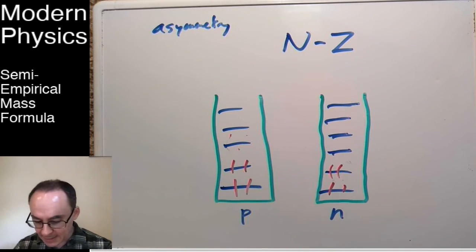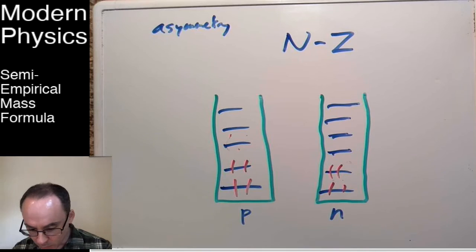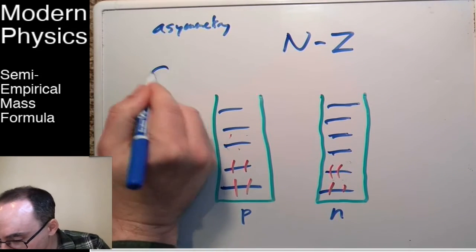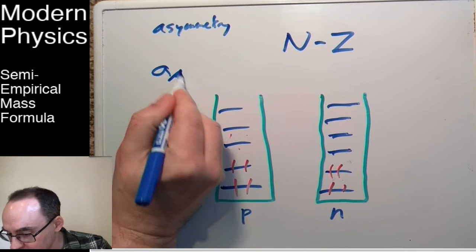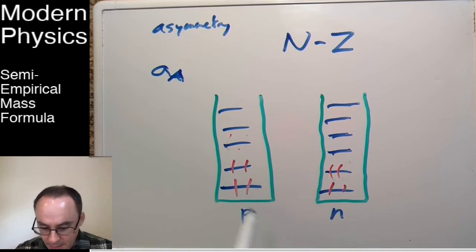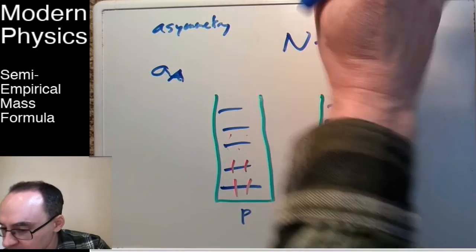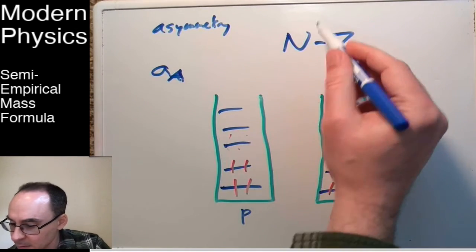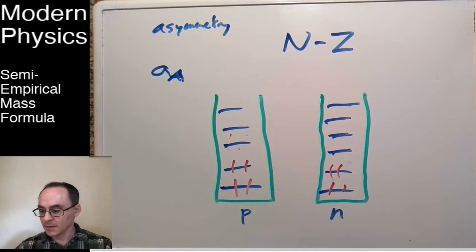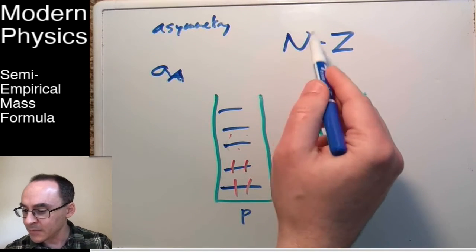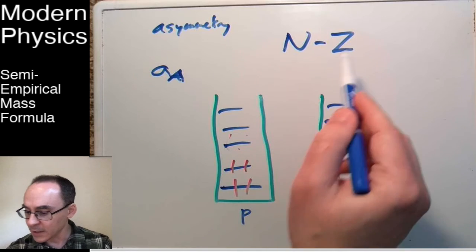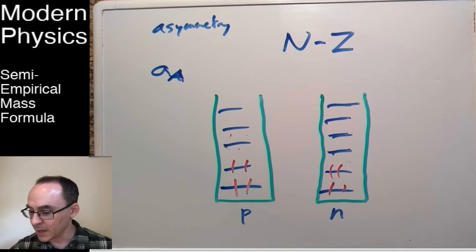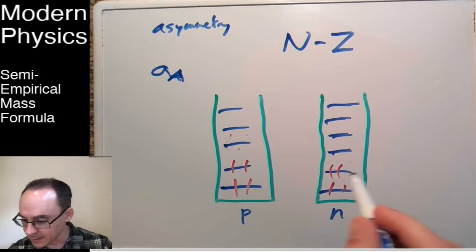And so what does that term look like? The asymmetry term, once again, has some unknown constant that you fit to the data. And it's basically proportional to this difference, actually squared, because we'd want it to be minimized when this is 0 and larger for any non-zero value. So we square that.